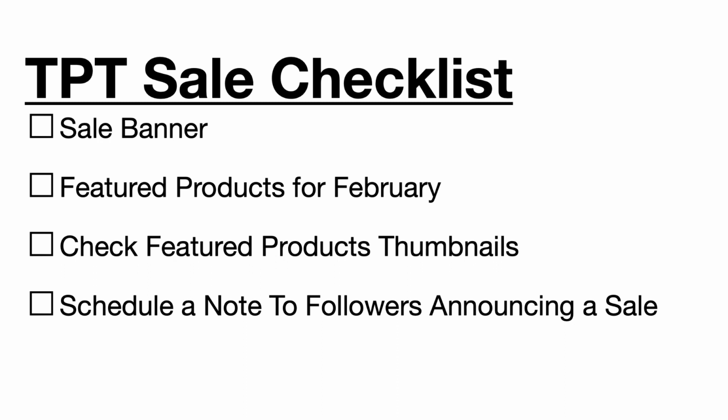So I basically have a TPT sale checklist that I am going to go through. I know that I'm going to need a sales banner, which is what they will send out closer to the time. I think it's February 2nd is when you can start marketing. I definitely want to go through and put my featured products for February at the top so that they're more enticing. I need to check my featured product thumbnails to make sure everything is up to date, and then I want to schedule a note to followers announcing a sale.